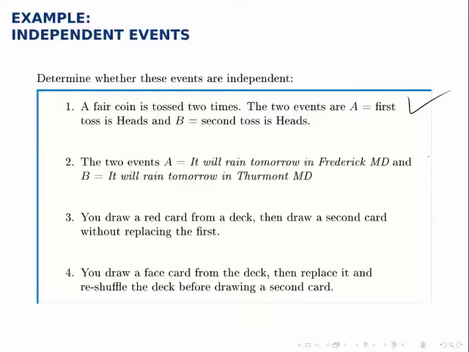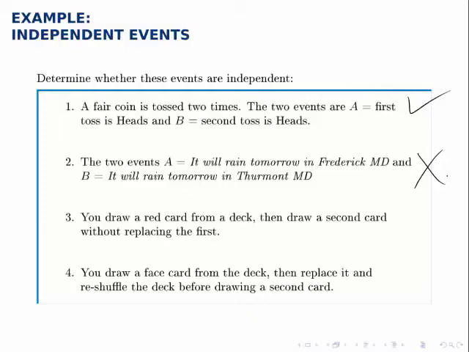The second scenario says that the 2 events are that it's raining in Frederick, Maryland, and that it's raining in a nearby town of Thurmont. These events are not independent because if it's raining in Frederick, it's probably also raining nearby. Those 2 events have some impact on each other's probability.